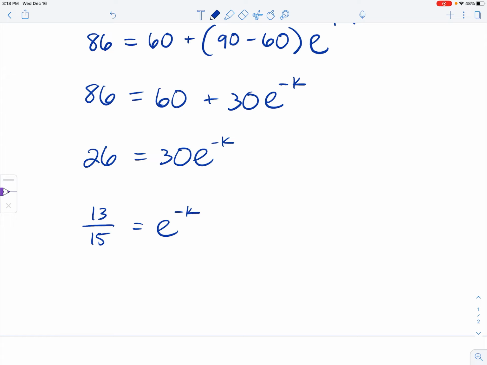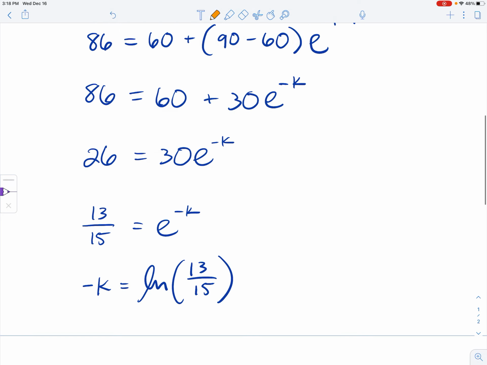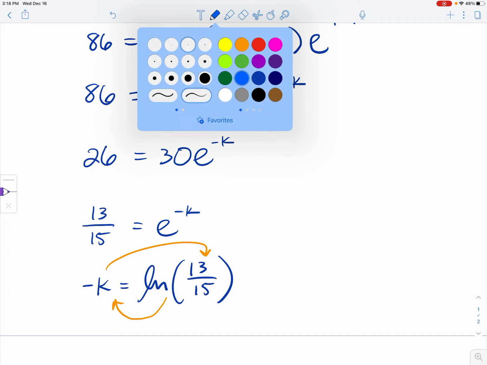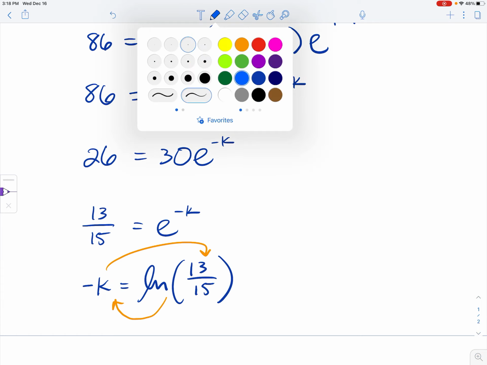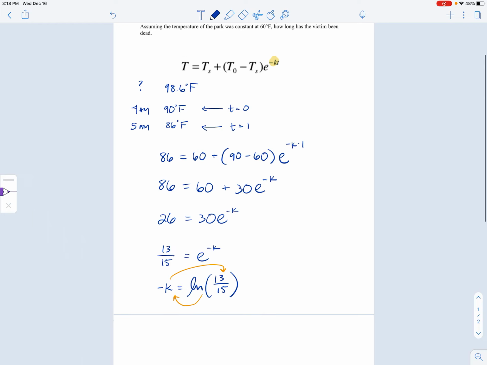So now I can rewrite in the equivalent logarithmic form this statement. So negative k equals ln of 13 over 15. And remember, you can always check that you've written that correctly by doing your arrows: e to the negative k would be equal to 13 over 15. So that is the value that we're looking for, right? That's negative k.